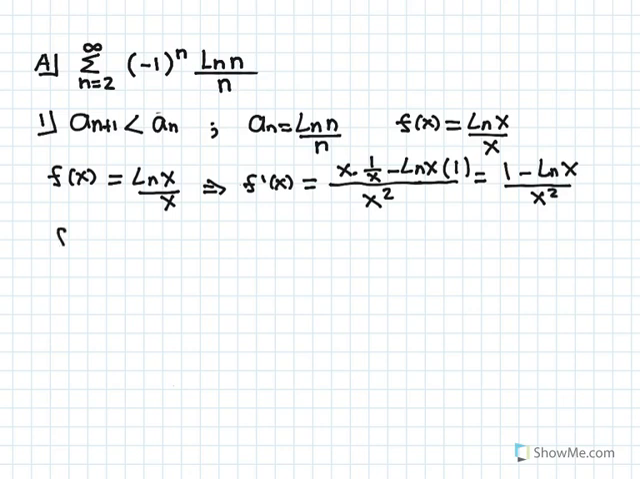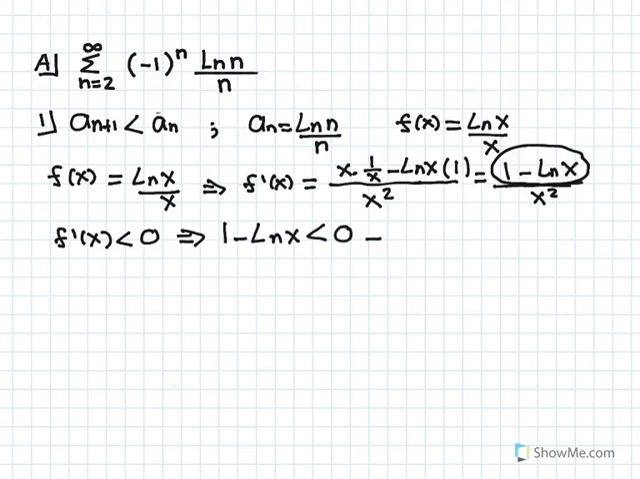Now f prime of x is less than 0 when the numerator, 1 minus log x, is negative, because the denominator is always positive. x squared is always positive. So let's force the numerator to be negative and solve for x. Bring log x to the right-hand side. We get 1 is less than log x. Exponentiate both sides. We get e to the 1 is less than e to the log x. e and log cancel out. So we get x larger than e.